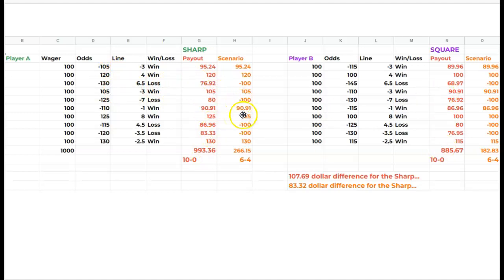Let's say realistically they went 6-4, pretty realistic, right? Probably the most realistic situation we're going to show you next, and it really is happening the majority of the time, so let's actually go through that. But you can see here the money difference between squares and sharps for those particular reasons that I mentioned before.